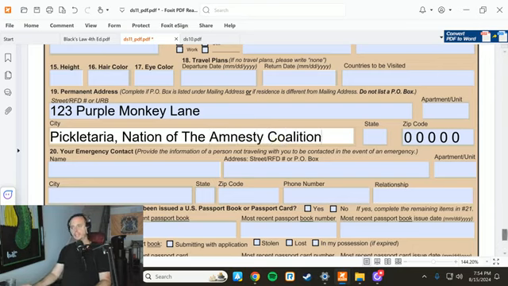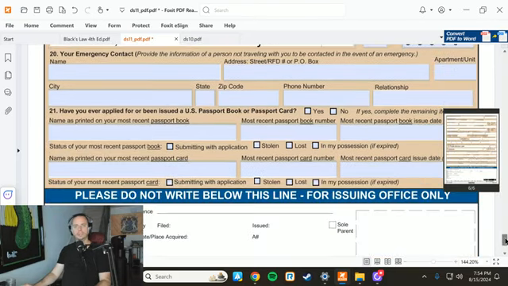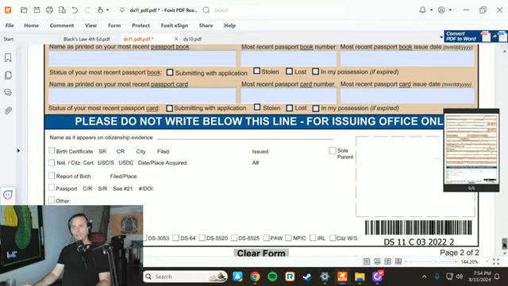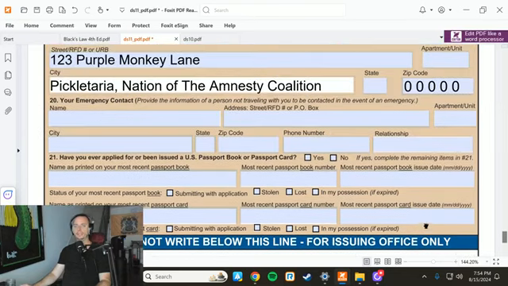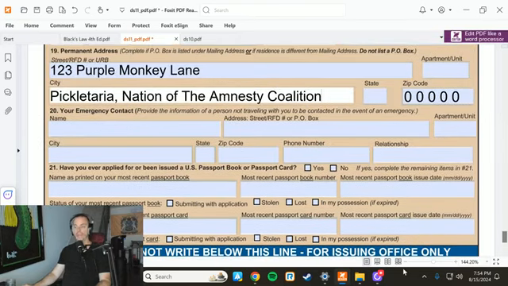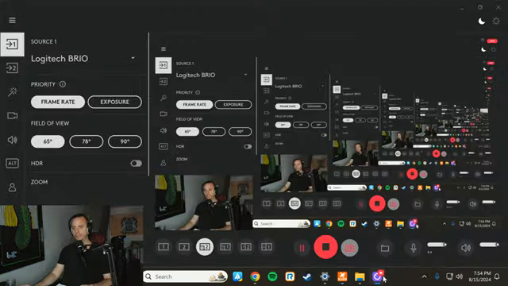Emergency contact, you're going to put all that in here. And then you're going to turn in your old passport, which, by the way, your old passport can be used as identification. If you have an old passport, you can use that old passport as identification, right? If you're going to use a birth certificate, don't use the short form. Use only the long form birth certificate.